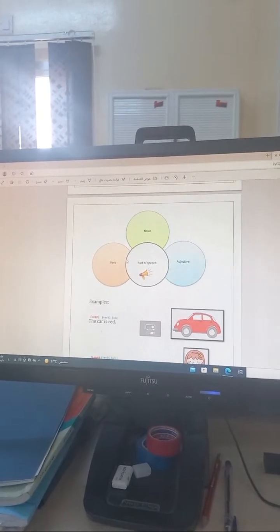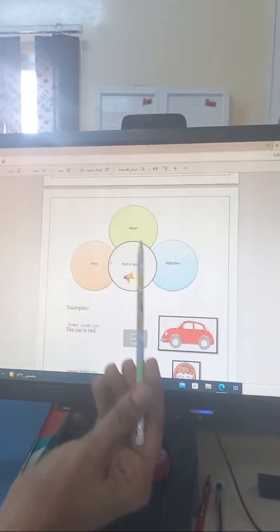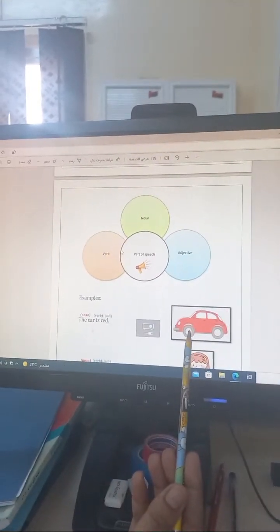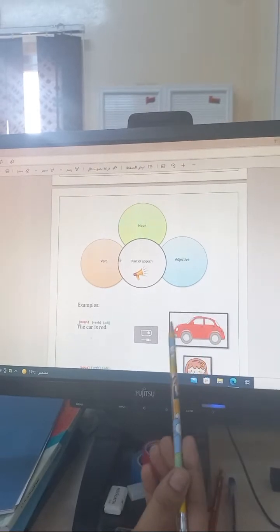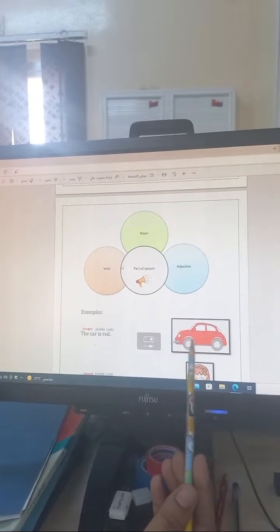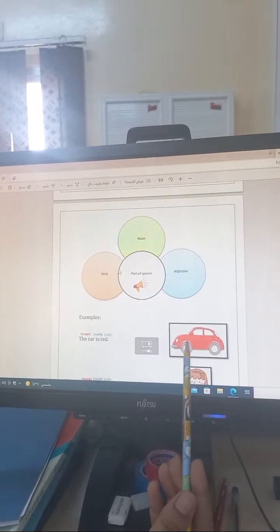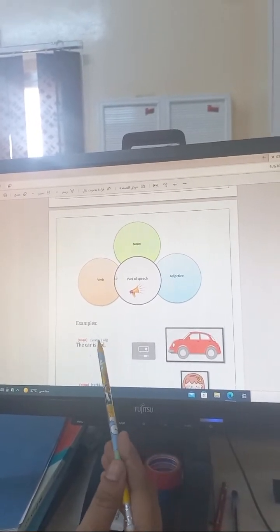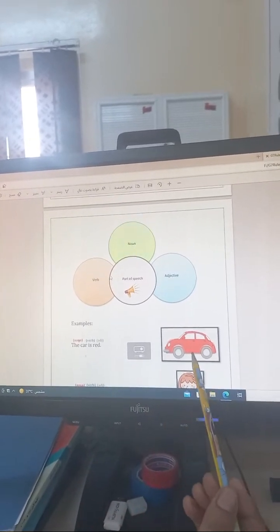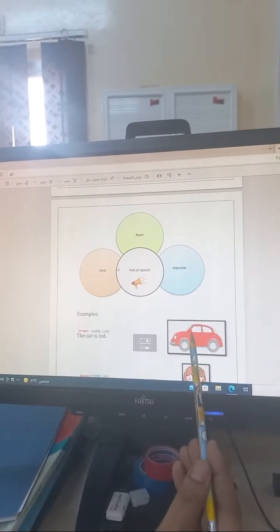Now, this is the parts of speech: verb, noun, and adjective. Look at the examples here. This is what? A car. Look at this car. Is it big or small? It is small. What's the color of this car? Red. So that means I'm going to describe this car. That is an adjective. So I'm here talking about what? Adjective.